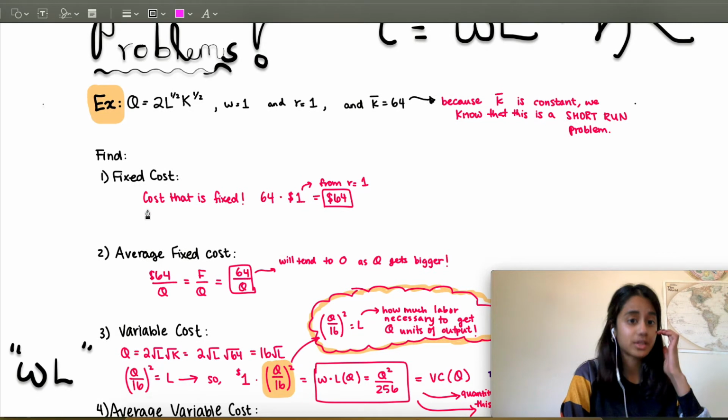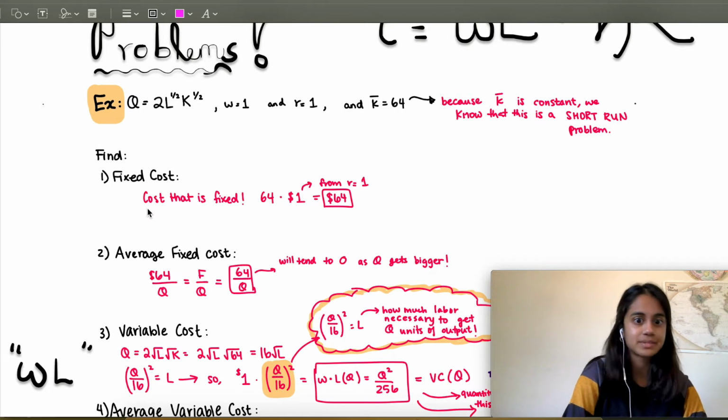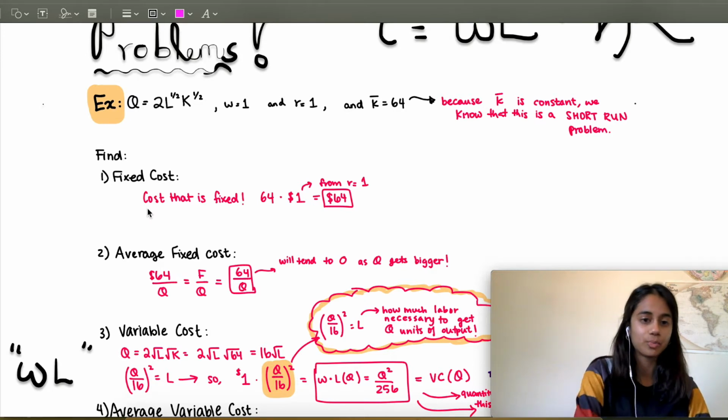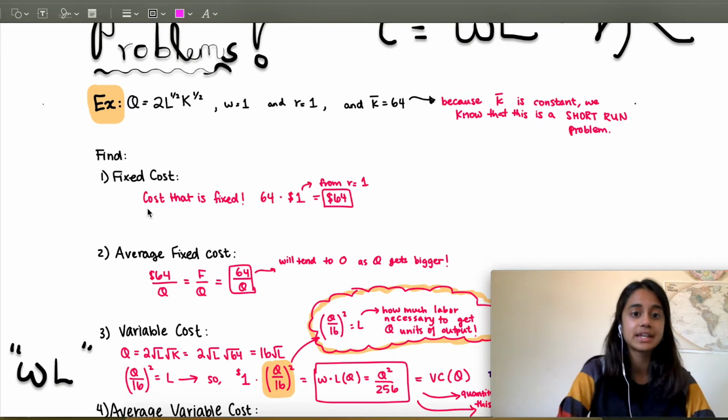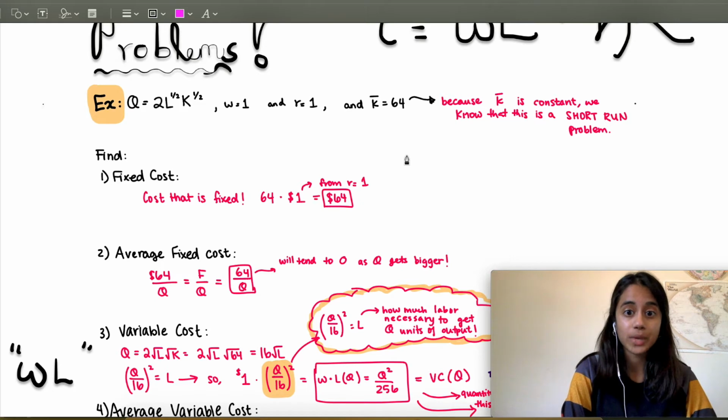Okay, so the question is asking us to find our fixed cost. Fixed cost is basically the cost that is fixed, that you pay up front. And we know that our capital here is fixed. This is constant, so we have our 64, and multiply that by the 1. The K goes with the R.